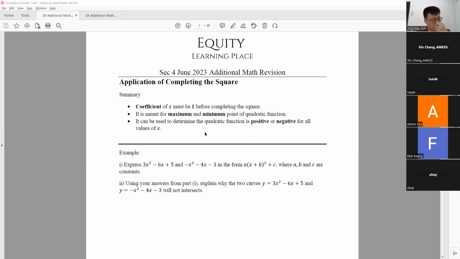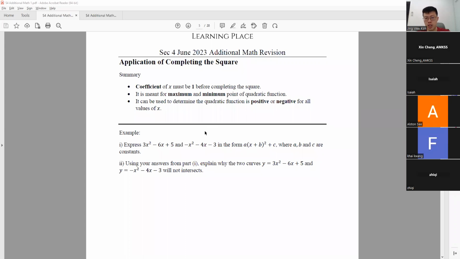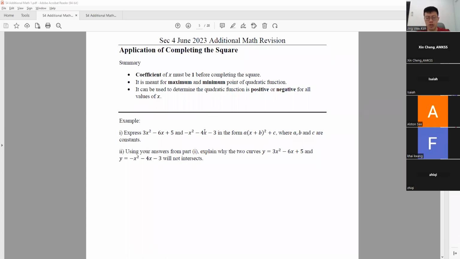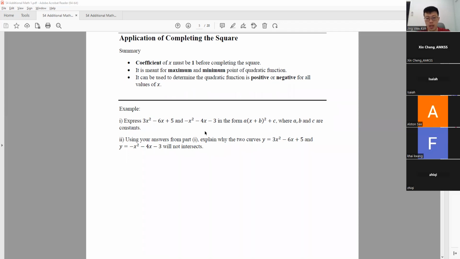Now, application of completing the square. What you do in A math is typically the application, because completing the square itself is already done in E math. So what's the difference between E math completing the square and A math completing the square? It's the coefficient of x squared. This one is a typo, it should be x squared. The coefficient of x squared must be 1 before you can start completing the square.